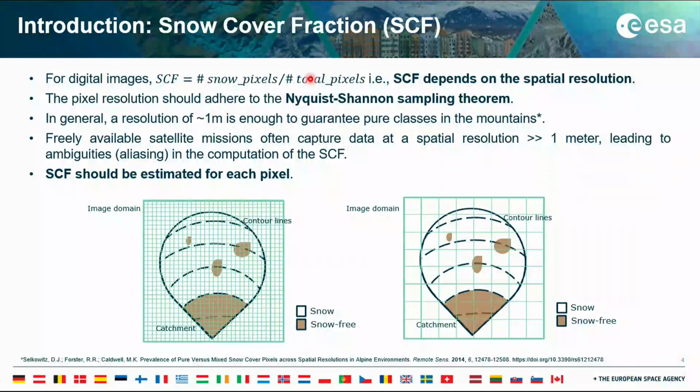What is quite unfortunate is that most of the satellites, especially the ones providing data in a free manner, like all the Sentinel missions from ESA, provide images with a resolution that is coarser than this 1 meter that would allow us to respect the Nyquist-Shannon theorem and completely use this formula. So before calculating the snow cover fraction of the entire catchment, we have to calculate the snow cover fraction of our pixel, because it is very likely that inside this pixel there is a fraction of snow and a fraction of bare soil.